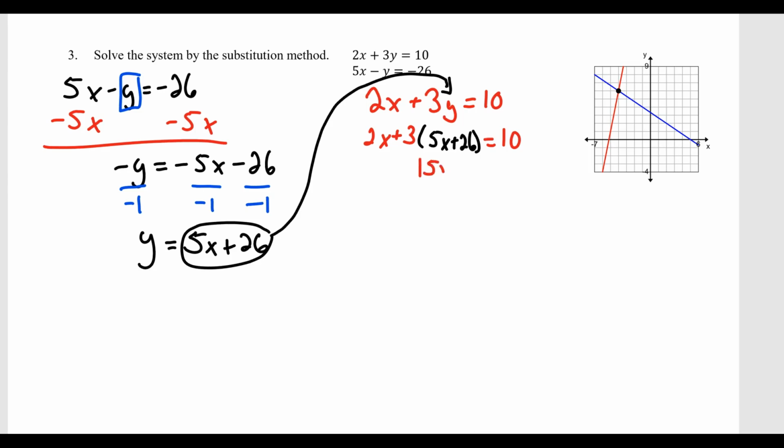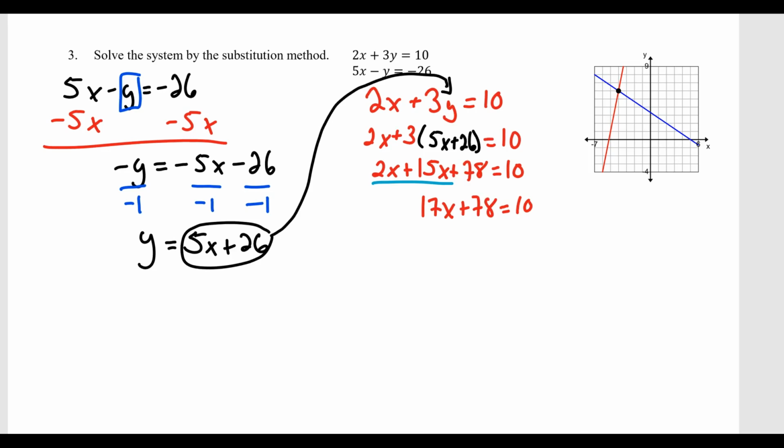So I get 15x plus, what do I get? 26 times 3 gives me 78. And don't forget to bring down your 2x in front. I'll combine my like terms. So I'm going to combine these two terms, and I'll get 17x plus 78 is equal to 10.